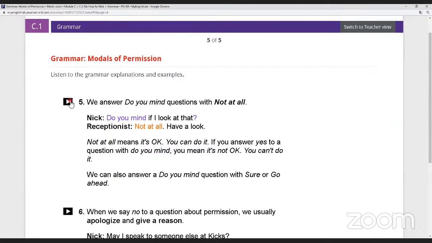Or no, I don't, or no, go ahead, right? In general, when someone asks, do you mind? And you don't mind, the usual answer is no, I don't mind, or no, go ahead. So if I'm going to say, do you mind if I open the window? The answer could be no, not at all, please do so, right?